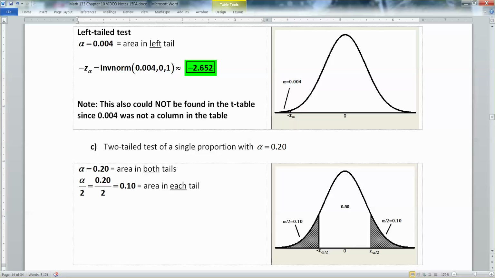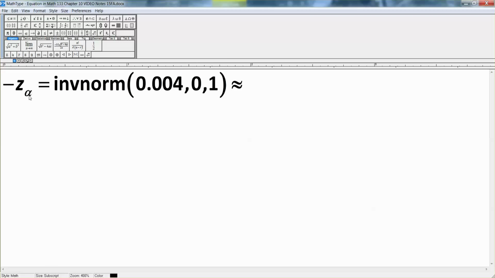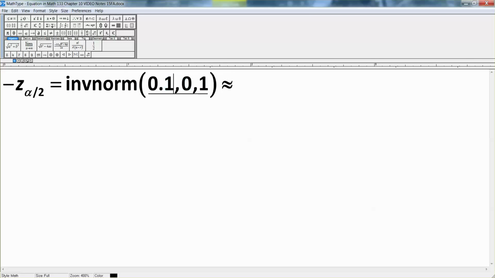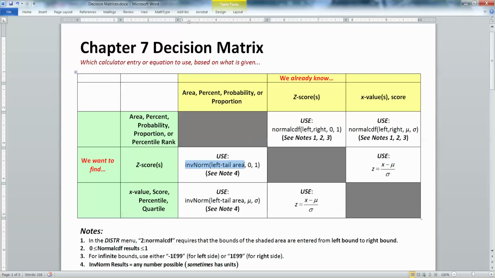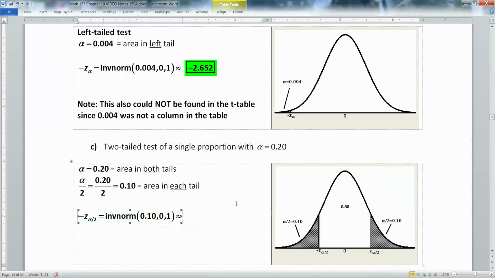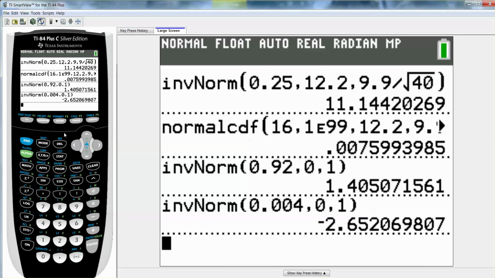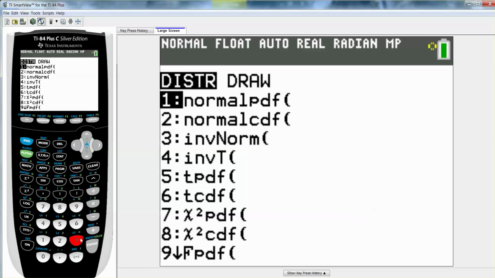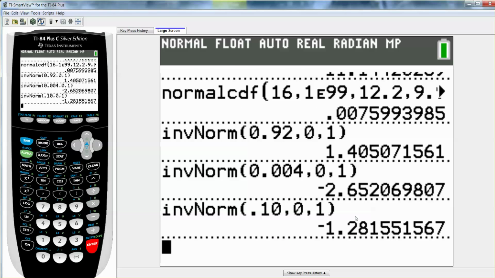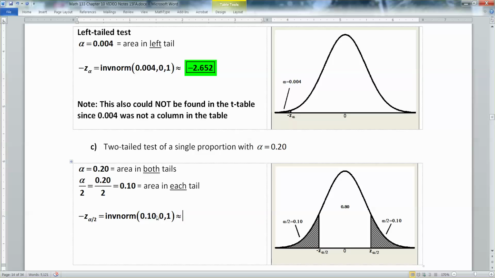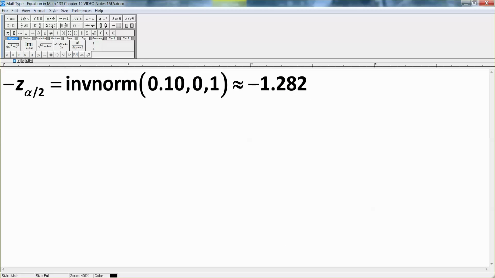All right, so now how could we find it with the calculator? Well, you take negative z alpha over 2, right? It's alpha over 2 now. It's inverse norm 0.1, 0, and 1, right? Because you'd want the area on the left tail. I'm finding this left-hand one here because remember that the decision matrix shows us here that if you want a z-score, you need the left tail area. Okay, so let me grab the calculator. I'm going to go to inverse norm, number 3, 0.10, but 0.1 will work. 0 and 1, paste, and then press enter. And we get negative 1.282.